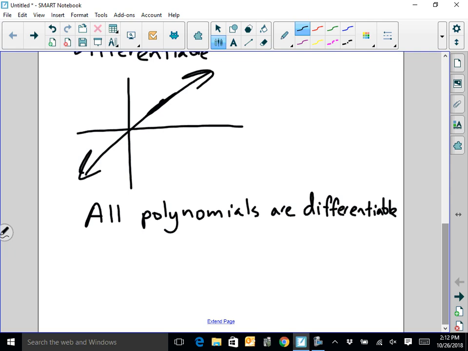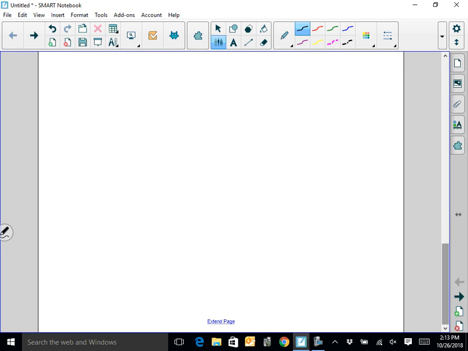Let's start looking at some things that have problems with differentiability. So here are our problems. This is where we fail differentiability.